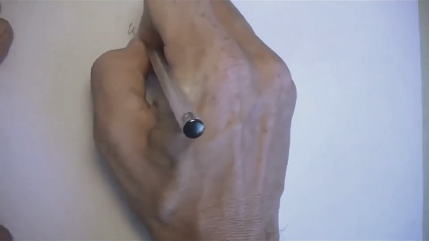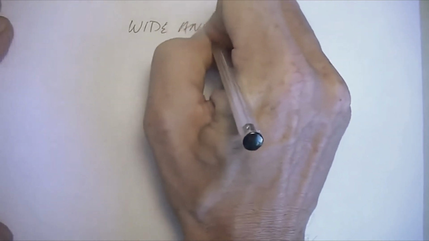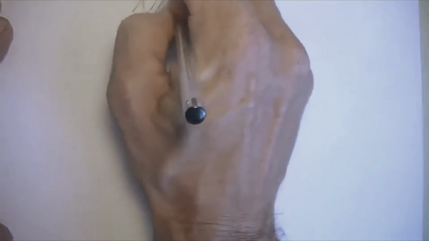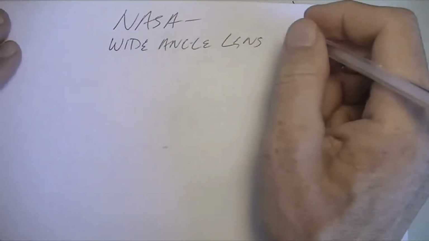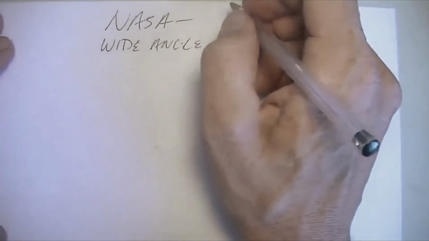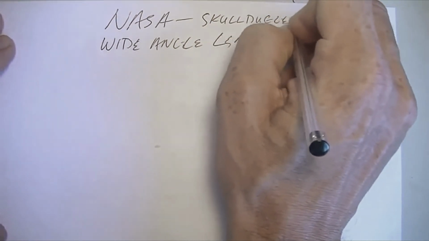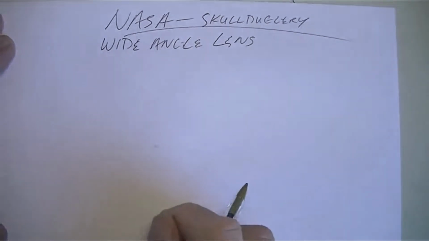Talk a little bit more about lenses. We'll talk about NASA. You guys seen some of my video footage where I talk about NASA. When you go up, or even when that guy went up in a balloon and he filmed the Earth, it's through a wide-angle lens. Wide-angle lens. NASA. Skullduggery. They know they're just spinning inside the Earth.